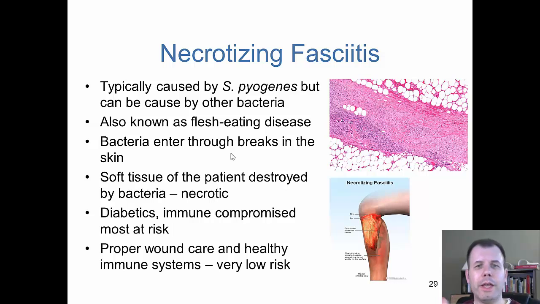The best way to prevent this is proper wound care and having a healthy immune system. If you have those things, then you're at a very low risk of getting the infection. It does happen and can cause serious problems, and it can happen even to the best of us. So make sure you take care of your wounds, make sure you clean them properly, and keep your immune system up, and you shouldn't have a problem.